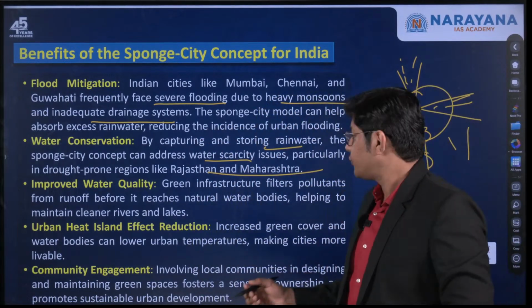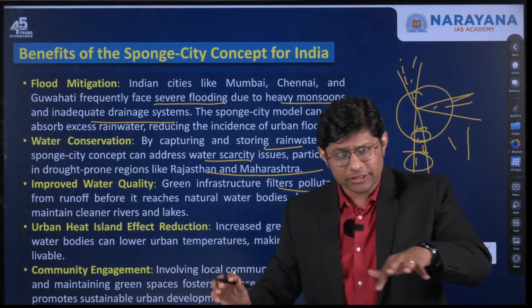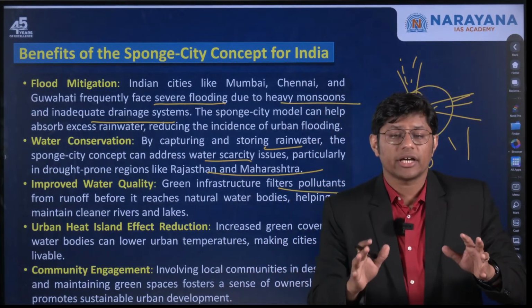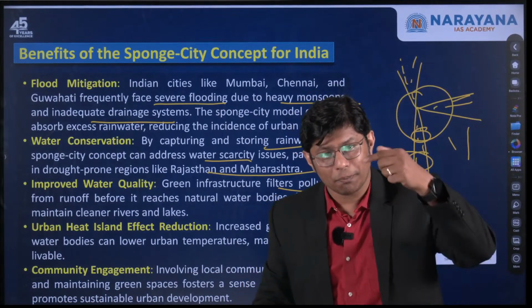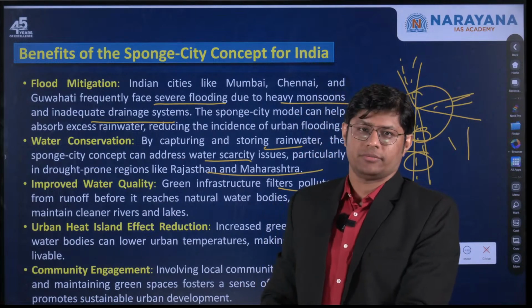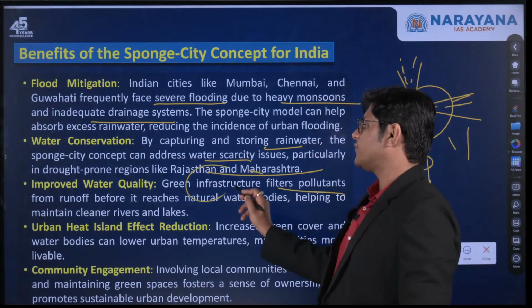Green infrastructure filters pollutants. So the green infrastructure will filter the pollutants, which means it won't allow the pollutants to permeate into the groundwater. So this is the importance of green infrastructure.